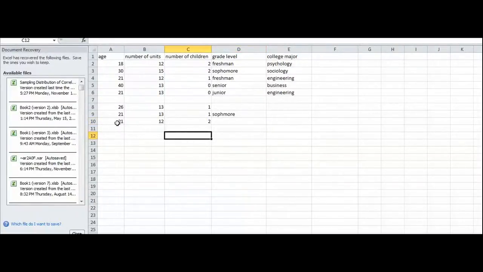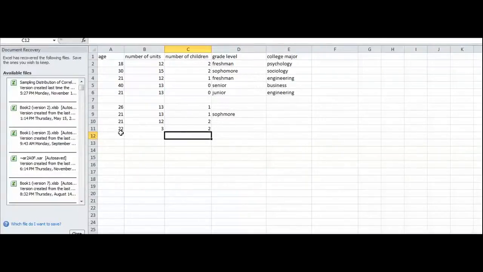What about the range? Well, I don't think Excel has a function that can get the range, so we might have to do it on our own. The highest value here is 40, and the lowest value is 18. So 40 minus 18 is 22. That's the range. Over here, the highest is 15 and the lowest is 12, so the range is 3. And over here, the highest is 2, the lowest is 0, so 2 minus 0 is 2.